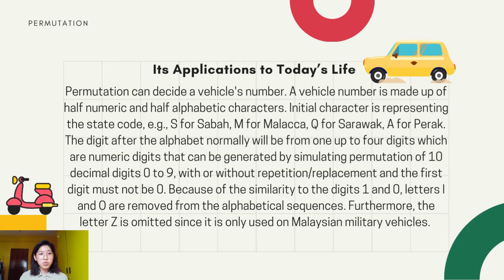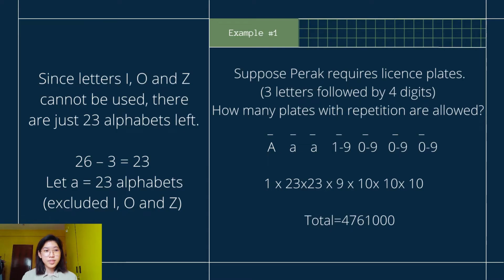An application of permutation in today's life is the vehicle number plate. It has alphabet and digit characters. The first character must be the state code, like A representing Perak. The first digit must not be 0, and the alphabet must not include I and O because they are similar to 1 and 0. Z cannot be included because it is for military vehicles. Due to I, O, and Z being eliminated, only 23 alphabets are left.